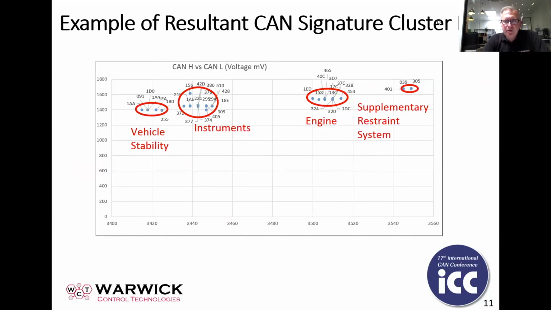And this gives just an example with the previous example of the passenger car, which I showed a few slides ago. So you can see on the x-axis, which of course is not labeled, but hopefully you can see that on the screen there. It's basically the CAN high voltage in millivolts, and on the y-axis it's the CAN low voltage in millivolts.